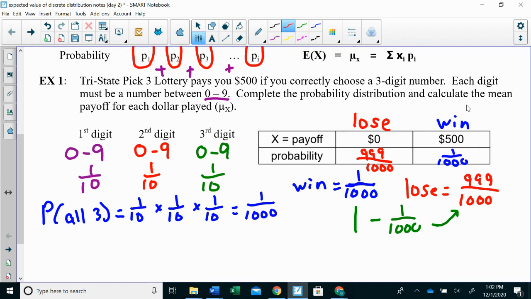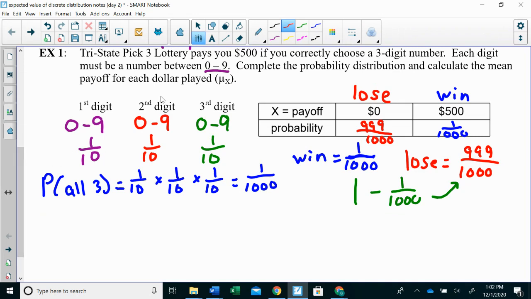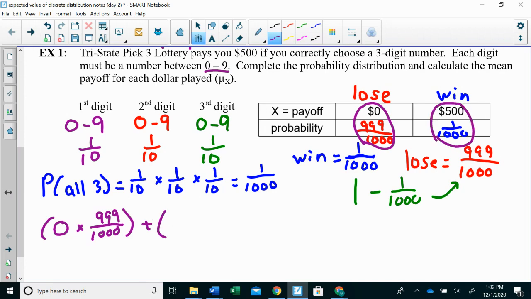Check. Now we want to calculate the mean payoff for each dollar played. So that's that μ_X symbol, mean payoff. So now we're going to use this new formula that we discussed at the top. So again, the math behind this new formula, without it looking so complicated, is we're going to multiply each of these individual pairs together. So we're going to multiply $0 times 999 over 1,000. And then we're going to add to that, when we multiply the win column, $500 times 1 over 1,000.